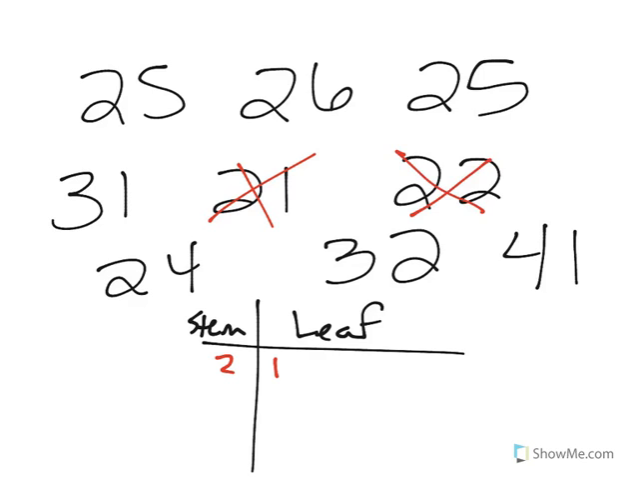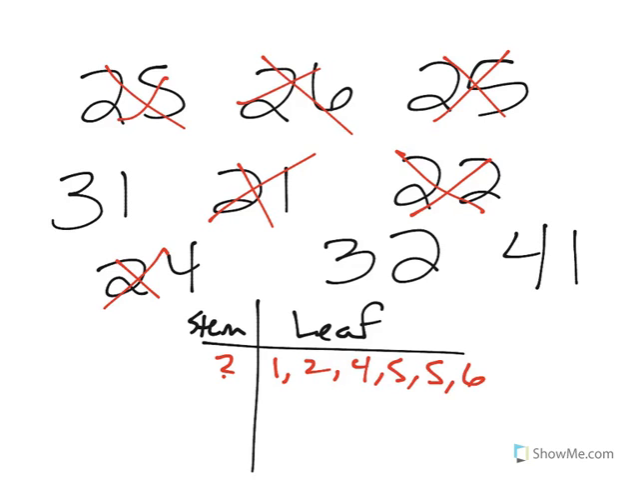So then we're going to go 22, so we're going to do 22. Then 24, so we're going to do 24. Then we have 25, two 25s, so we're going to do 25, 25. Then we have 26. Then we have 31, 3, 1. 32, 3, 2. And 41, 4, 1. So that's all there is to that.